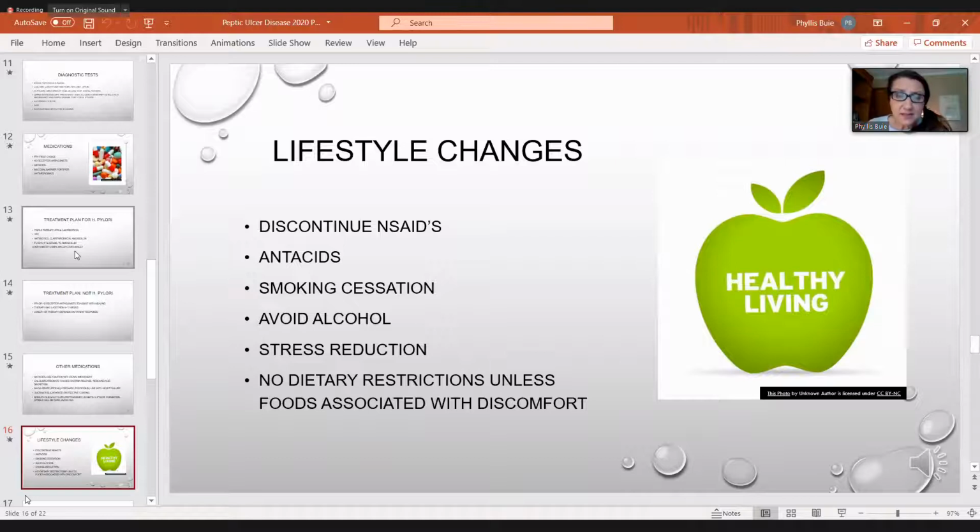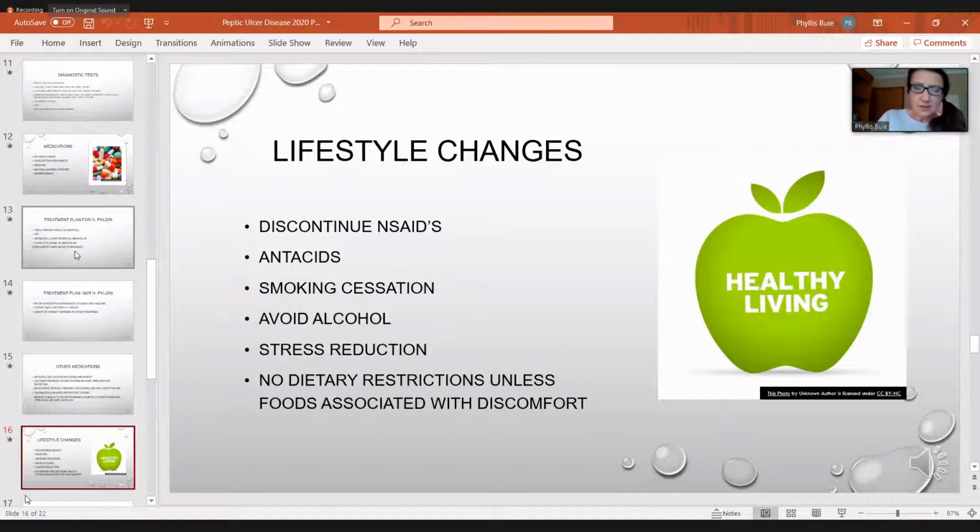If they're taking NSAIDs, maybe they need to stop. And patients that are really dependent on them, maybe the patient has severe rheumatoid arthritis and they take them every day, it's going to be an issue for them because once they come off the NSAIDs, they're going to be really uncomfortable and they're going to be hurting. So that needs to be addressed with them too. How can we manage their pain appropriately if they can't take the NSAIDs? What else can we do for them?